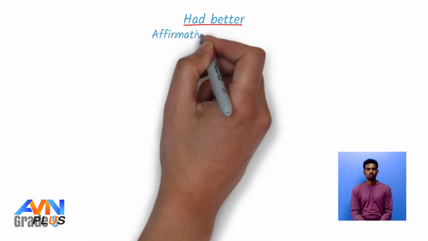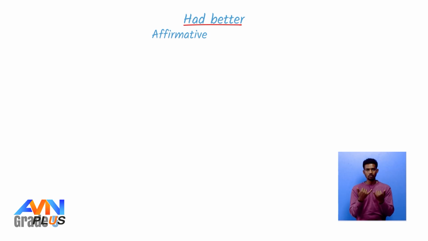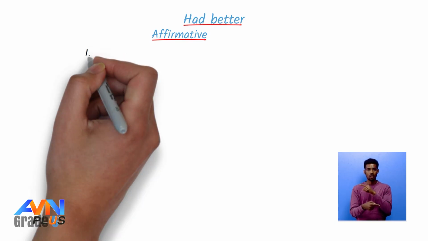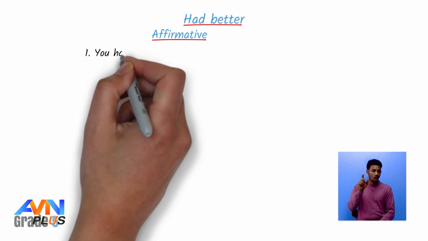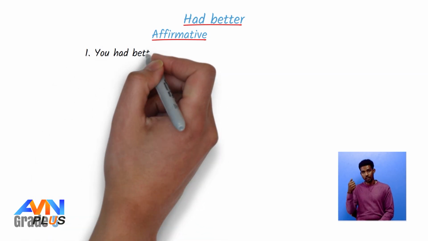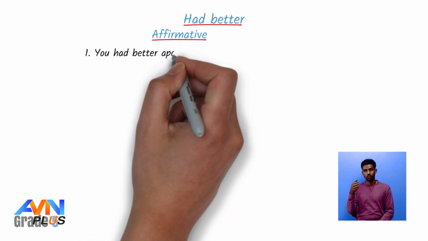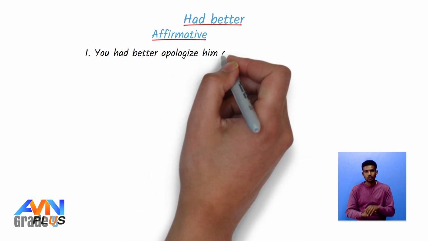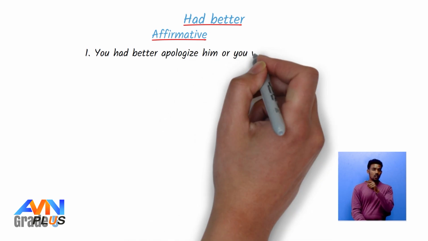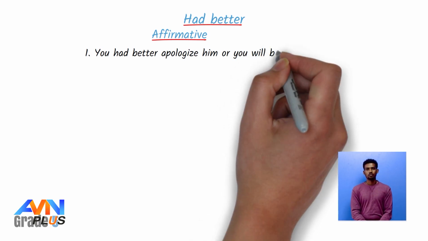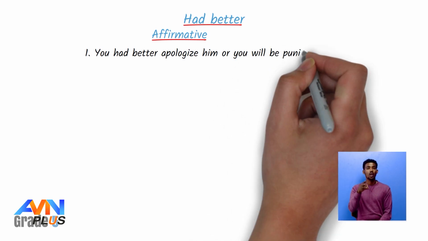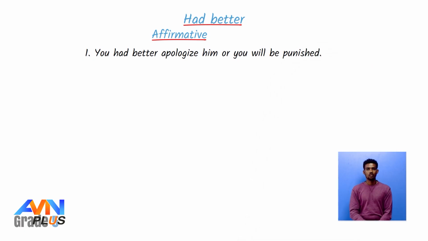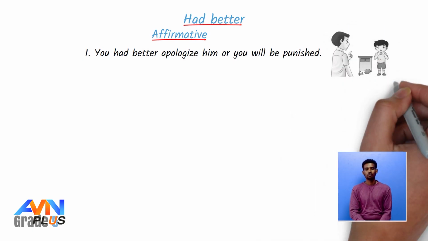Affirmative sentence. Question number 1. We can say here, you had better apologize to him, or you will be punished. You will be punished.